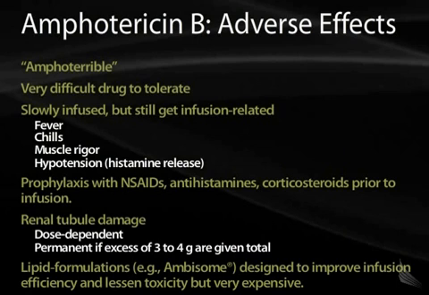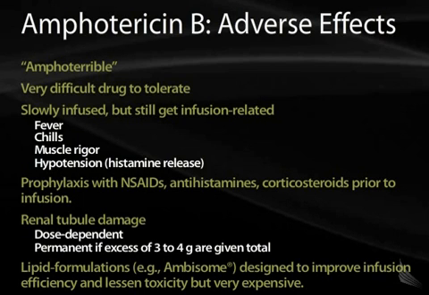Amphotericin B, which is used to treat all of these illnesses, has multiple adverse side effects. It's known as amphoterrible because of the side effects. It's a very difficult drug to tolerate. Patients that are receiving amphotericin B can develop fever, chills, rigors, and also hypotension because of histamine release.